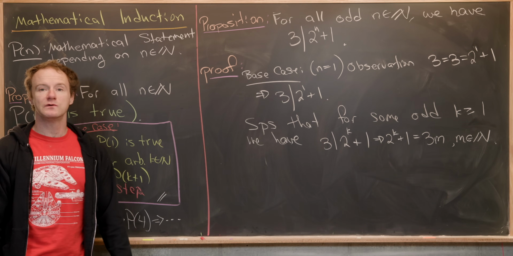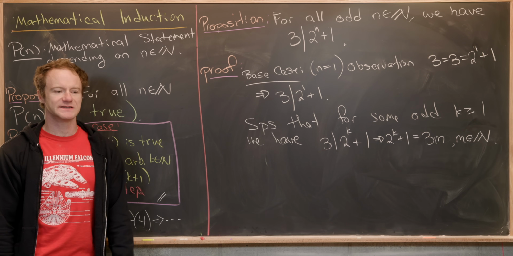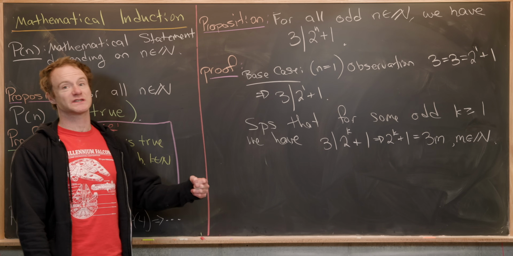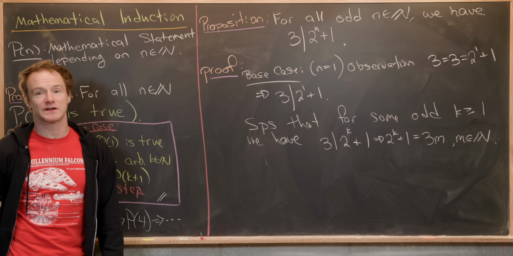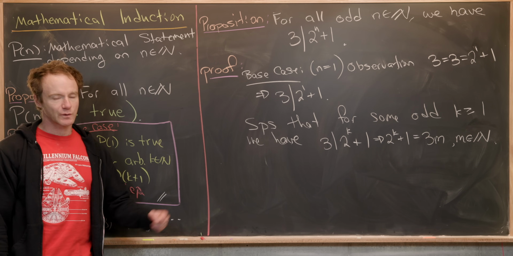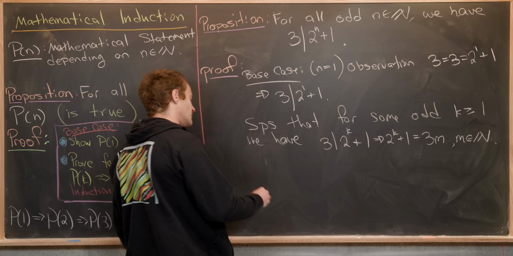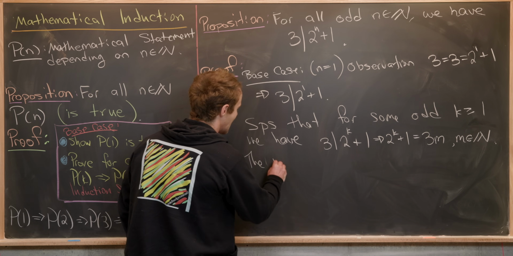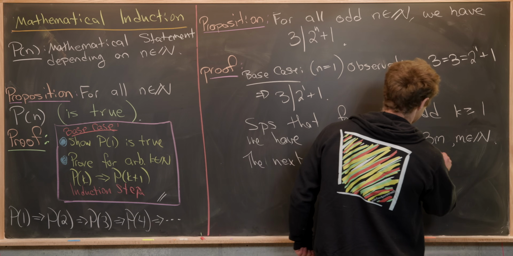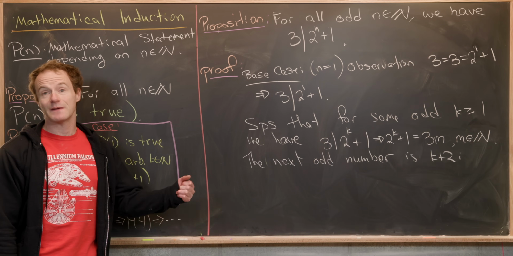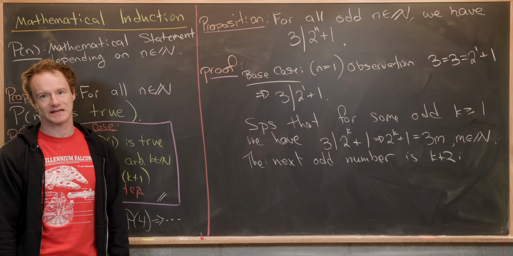And now we want to move to the next case. But we want to be careful here because the next case is not the (k+1)st case, because if k is odd, then k + 1 is even. So we want to look at the next odd number. So let's point that out. The next odd number is k + 2. So that means the next case we need to look at is the (k+2)nd case.